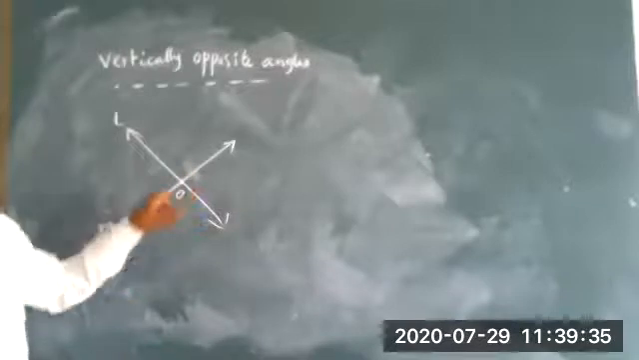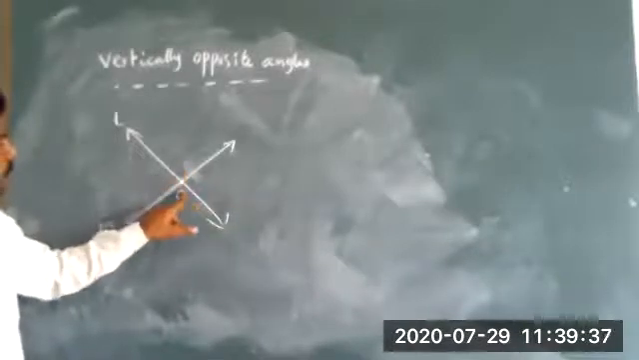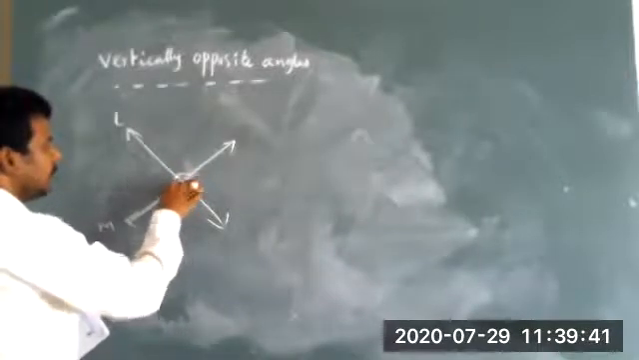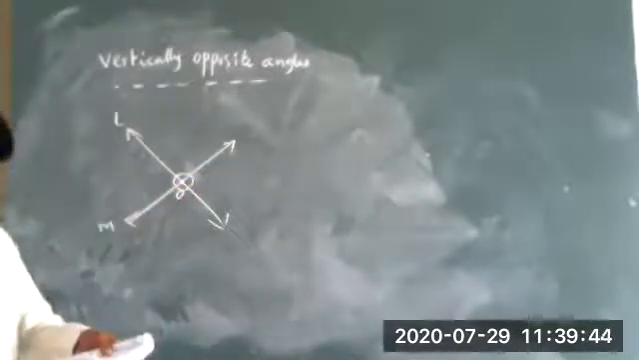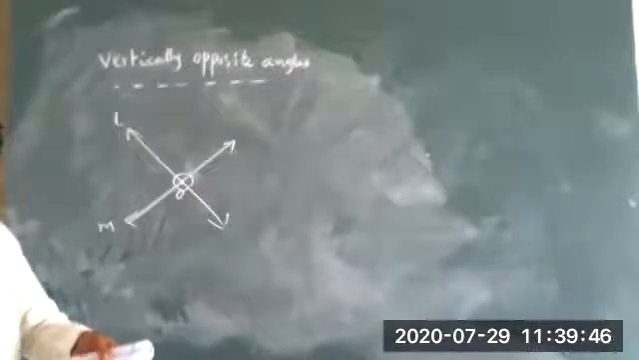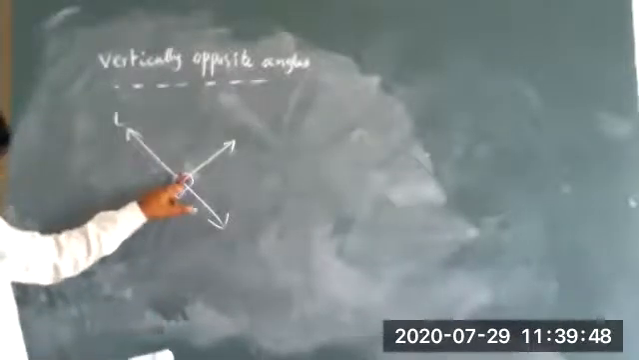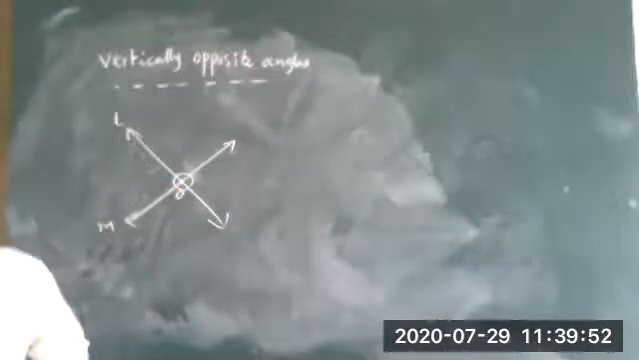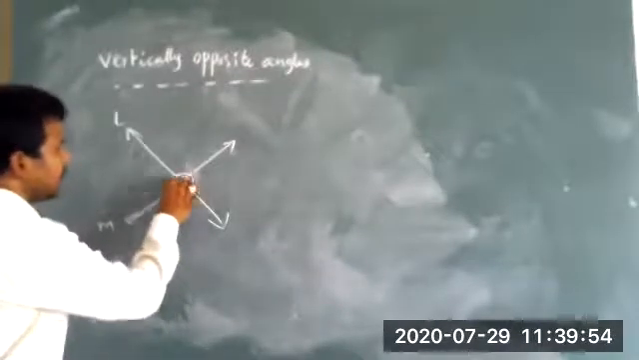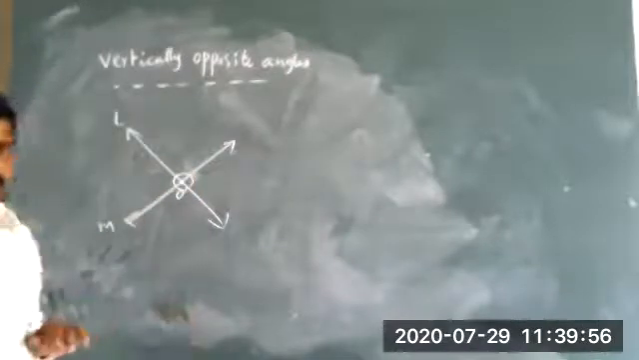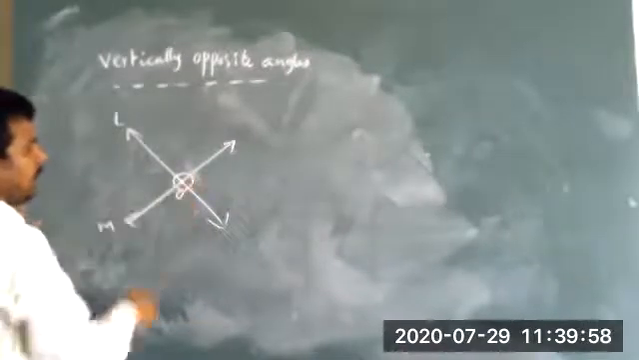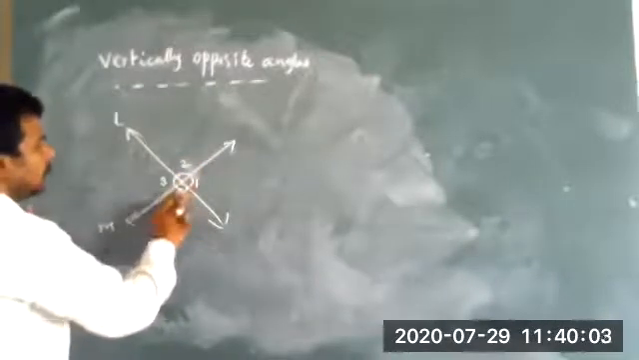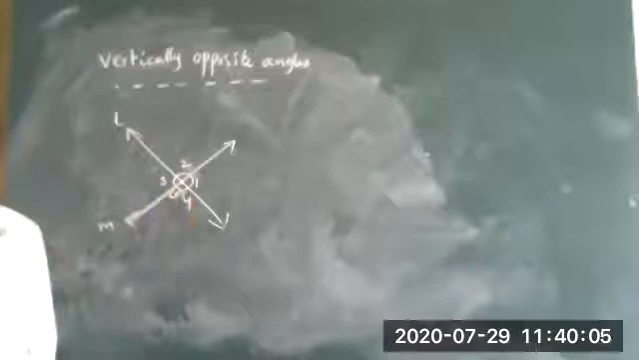Here, how many angles are formed, children? 1, 2, 3, 4. Total 4 angles. The angles that are formed opposite to each other at the point of intersection are called vertically opposite angles. So these two are opposite angles, and these two are opposite angles. This is angle 1, angle 2, angle 3, and this is angle 4.